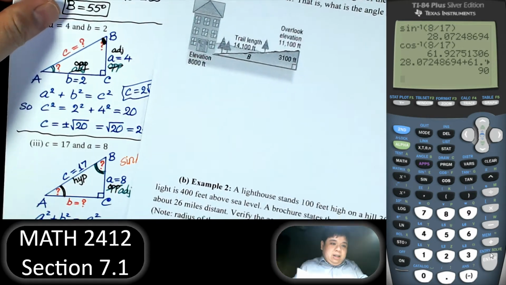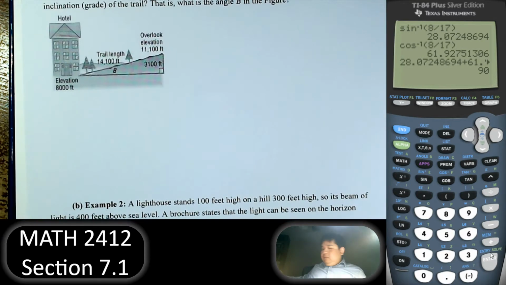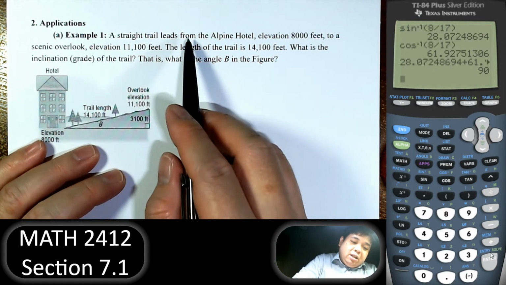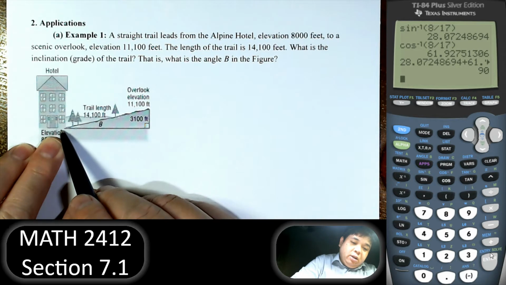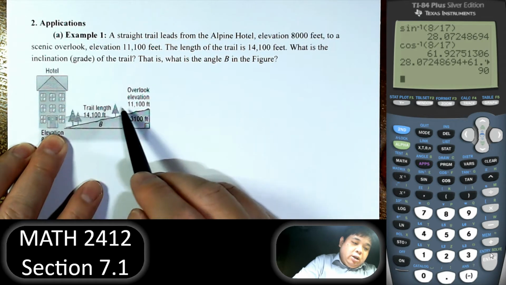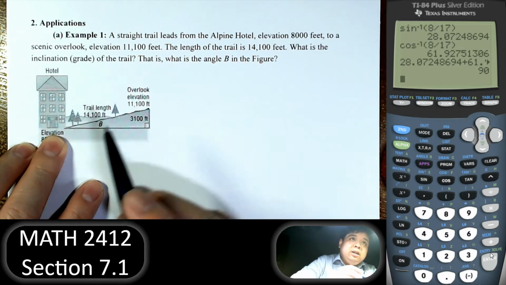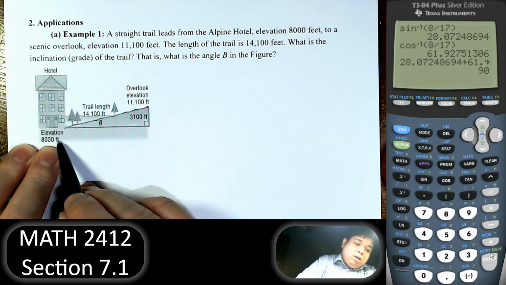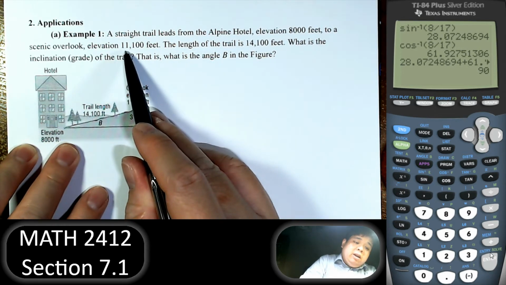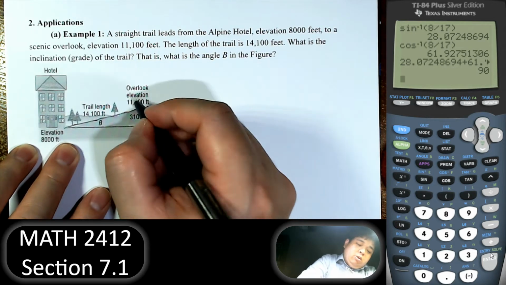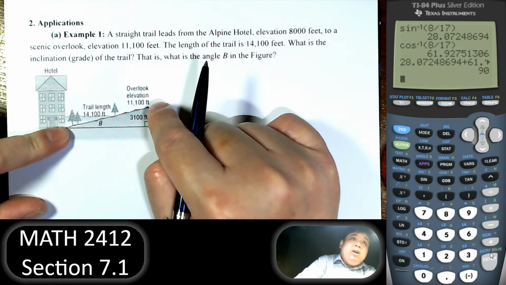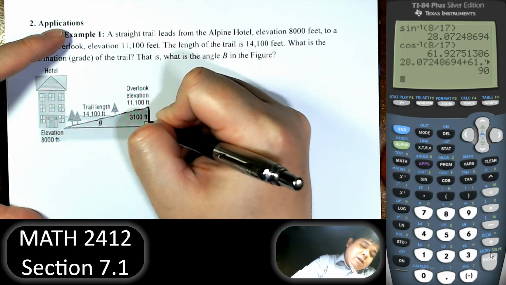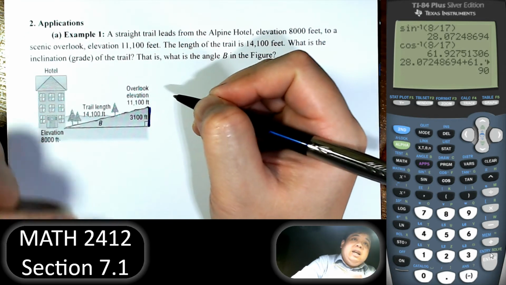Now, let's go to some application problems. In this example, we have a straight trail that leads from the hotel to a scenic overlook, which is here. So we go from here to there. The elevation goes from 8,000 to 11,100 feet. So the difference between the elevation of the hotel and the overlook is 3,100 feet. So this is not the distance, but the difference in altitudes.